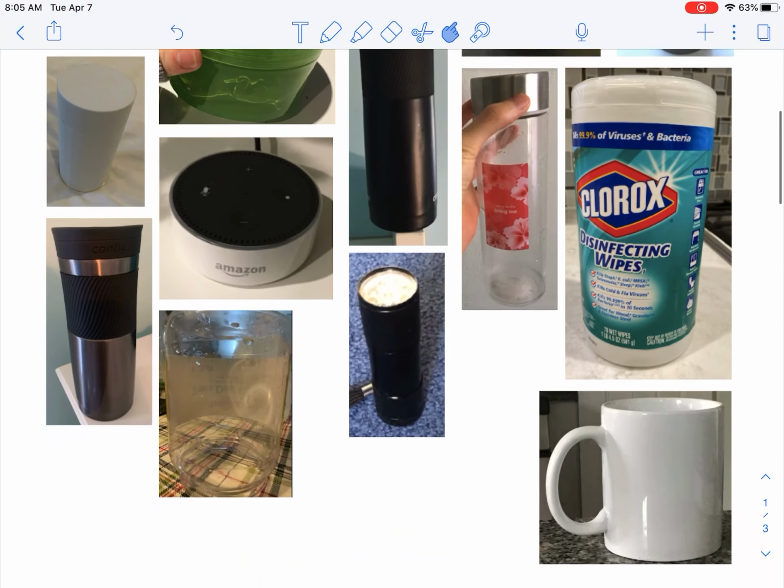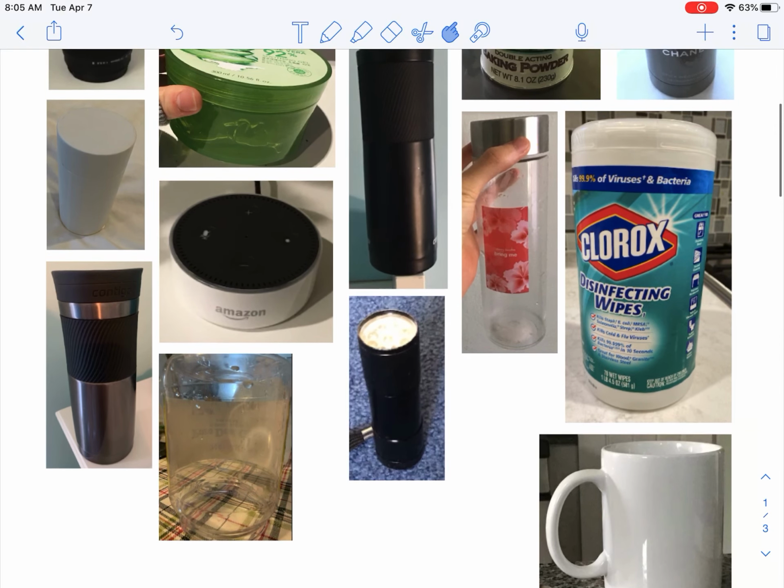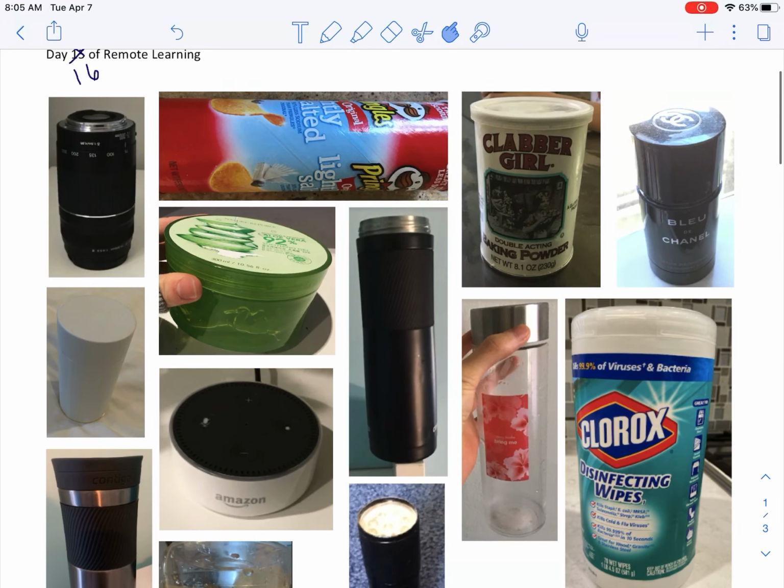Look at all these nice pictures I got from you guys. All these cylinders. Looking good. I tried to get most of them on there that you guys posted. If you didn't post your photos yet, better late than never. So let's talk about some of these.